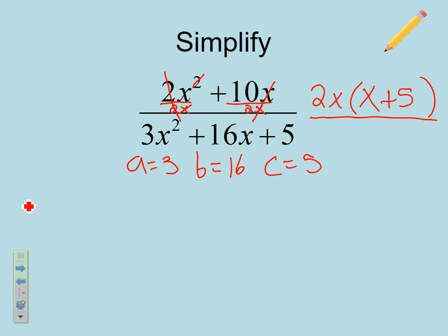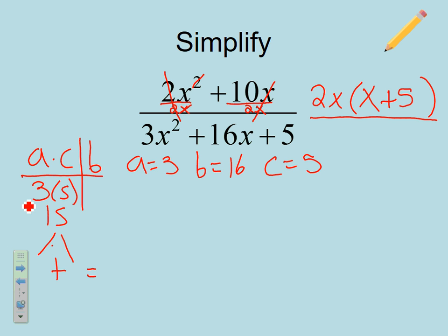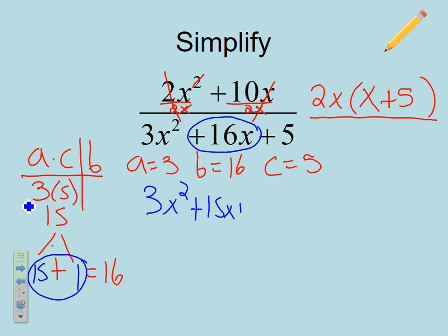So I'm going to come over here, I'm going to do A times C has to add up to B. 3 times 5, which is 15. 2 terms that equal 16. So if I do that, I'm going to use 15 and 1. These 2 terms are going to replace that 16x in the middle. So when I do that, I get 3x squared plus 15x plus 1x plus 5.